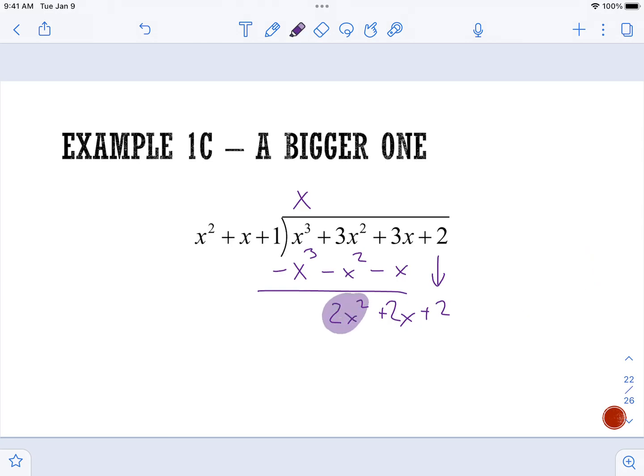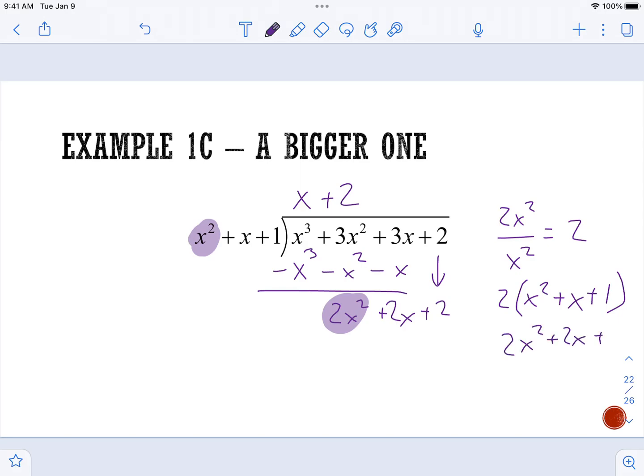My new first term is 2x squared. I'll divide that by my first term, x squared, which equals 2. So it's x plus 2. Then I'm going to multiply 2 times x squared plus x plus 1. That gives me 2x squared plus 2x plus 2. That's what I'm going to subtract. So 2x squared, 2x, and 2, and we're subtracting all of them. Everything cancels out again, so there's no remainder. So that is my answer, just x plus 2.